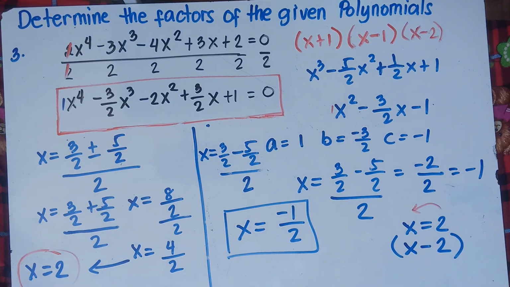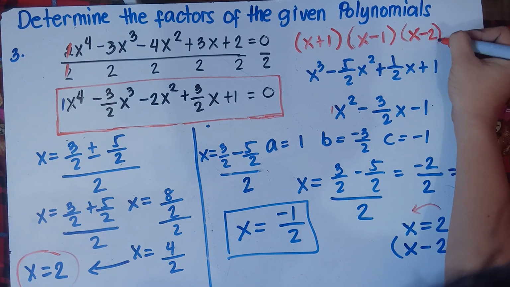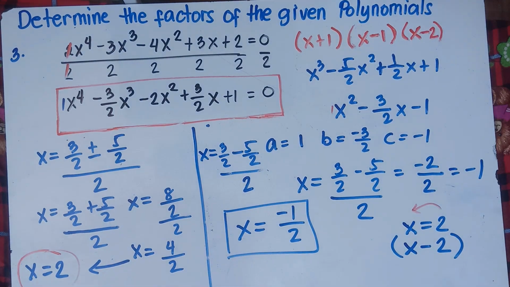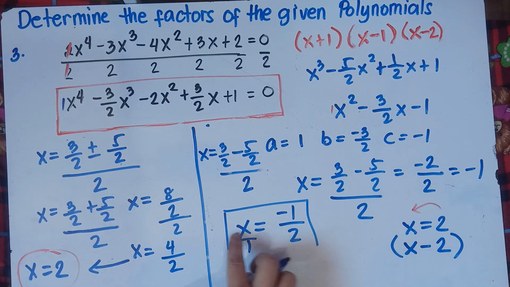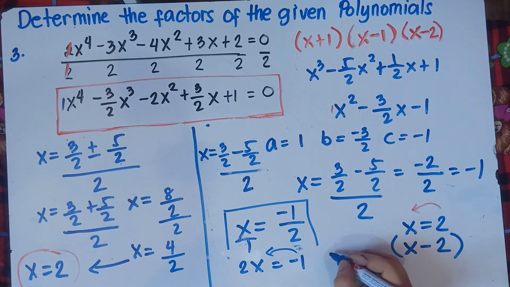And for this 1/2, class, to get the factor, so once again, this is x minus 2, x minus 1, and x plus 1. And for this one, to get the factor, just cross multiply. You can cross multiply 2 times x, so this is 2x. Then 1 times negative 1 is negative 1. Then transpose this negative 1 from right to left. This is negative, it will be positive. So this will be 2x plus 1 for the second factor.